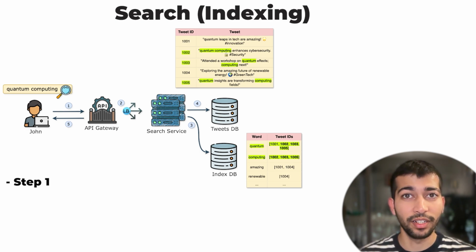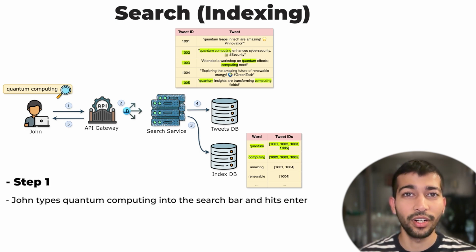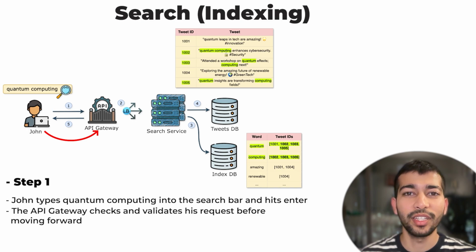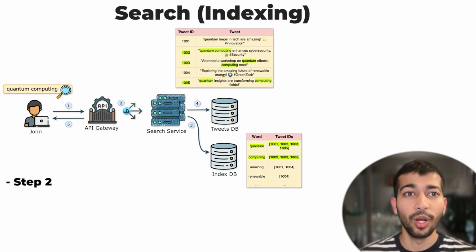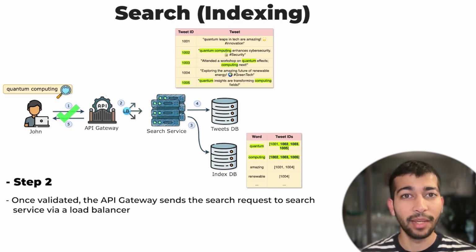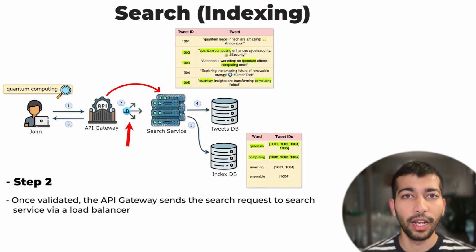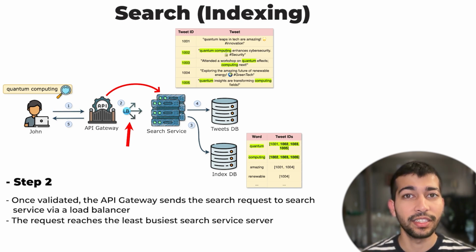Step 1 remains the same. John types quantum computing and hits search. His request is sent to the API gateway just like before. The API gateway checks and validates his request before moving forward. Step 2. Once validated, the API gateway sends the search request to the search service via a load balancer. The load balancer makes sure the request reaches the least busy search service server.